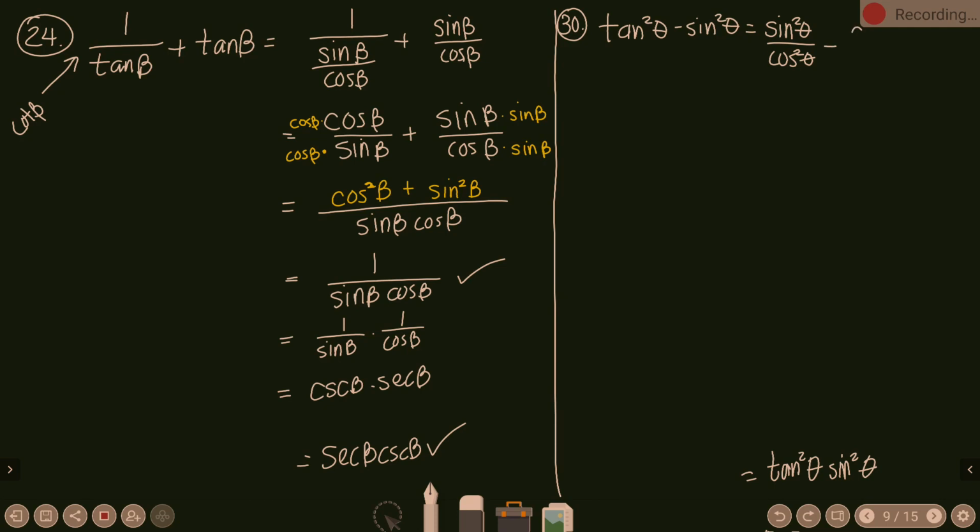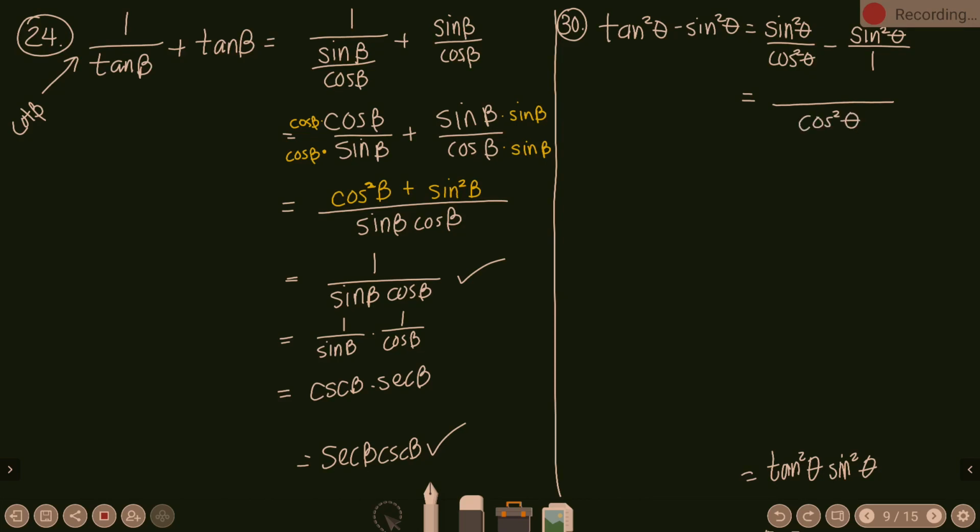I'm going to go ahead and say, what is sine squared theta as a fraction? Sine squared theta over 1. Why am I suggesting that? We're going from subtracting to having one answer, no subtracting. So we probably need to get a common denominator. What is my common denominator? Cosine squared. Cosine squared theta, yes?